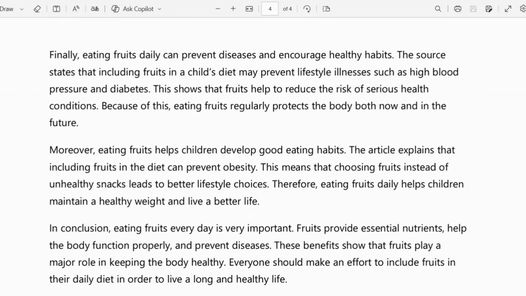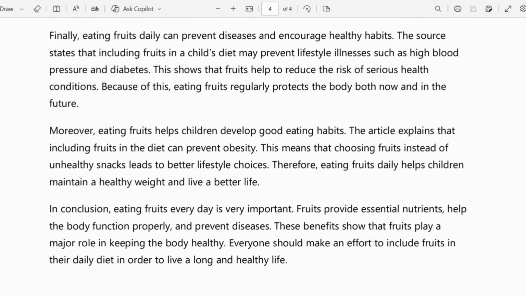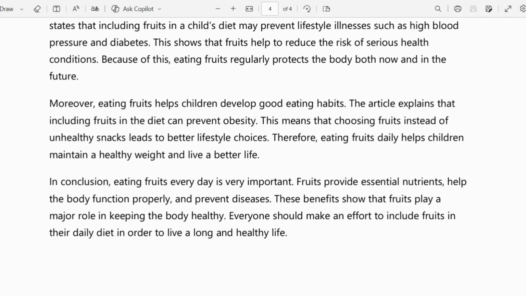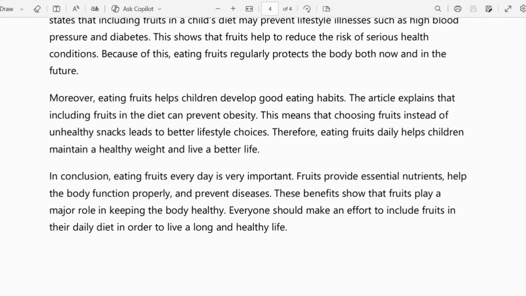Finally, eating fruits daily can prevent diseases and encourage healthy habits. The source states that including fruits in a child's diet may prevent lifestyle illnesses such as high blood pressure and diabetes. This shows that fruits help to reduce the risk of serious health conditions. Because of this, eating fruits regularly protects the body both now and in the future.